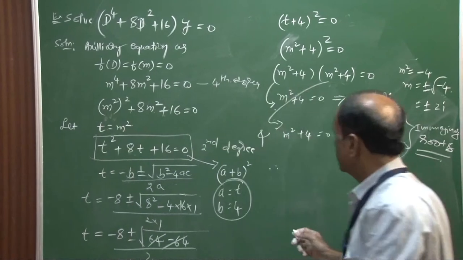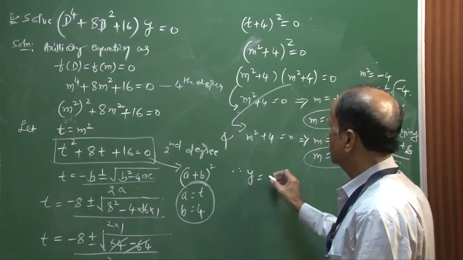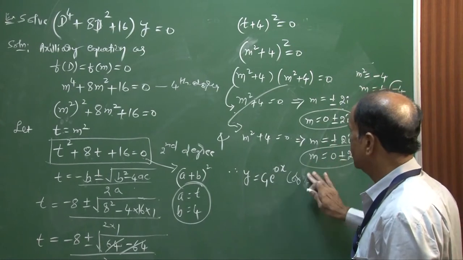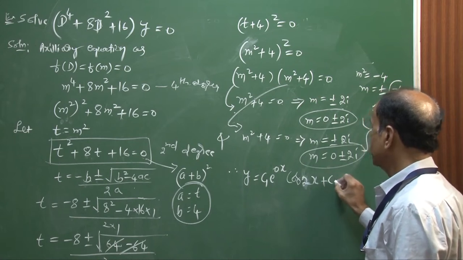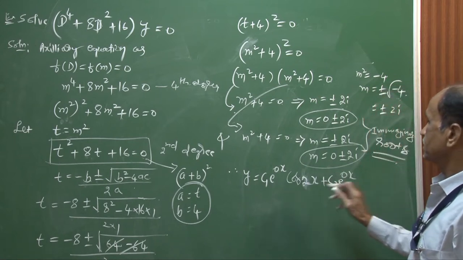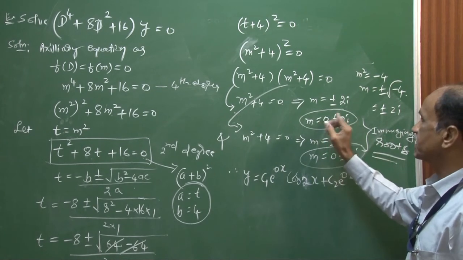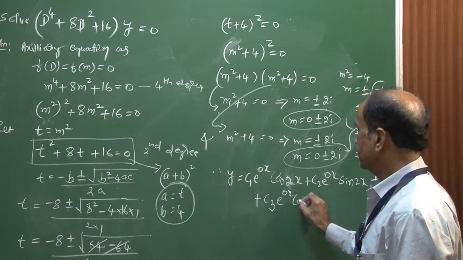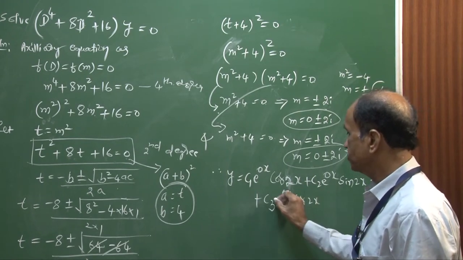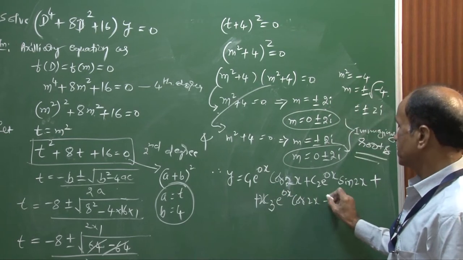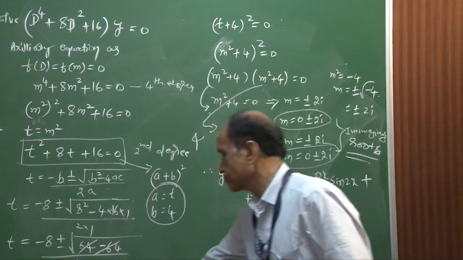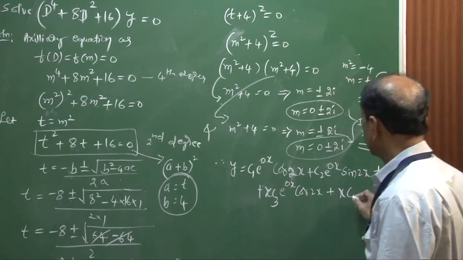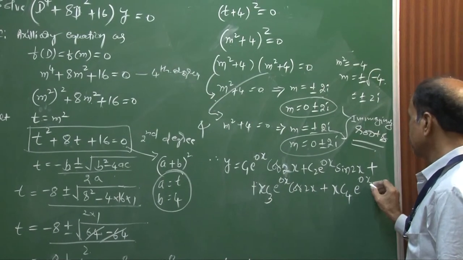So, for these imaginary roots, we have to write the solution: y is equal to c1 e to the power 0 into x, that is cos of 2x, because 2 is there, plus c2 e to the power 0 into x, that is sin 2x, for the first set of roots, plus for the second set, x into c3 e to the power 0 into x, cos of 2x, plus x into c4 e to the power 0 into x, sin of 2x.